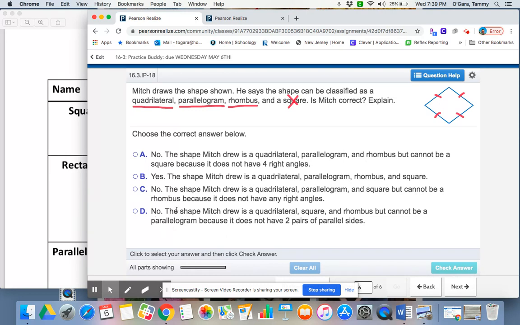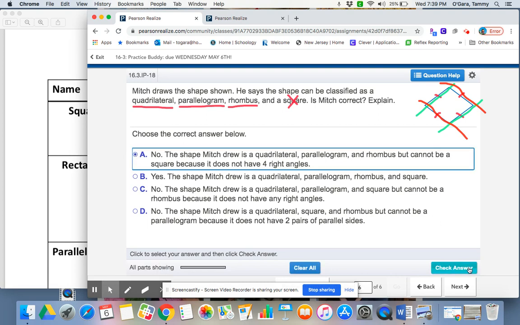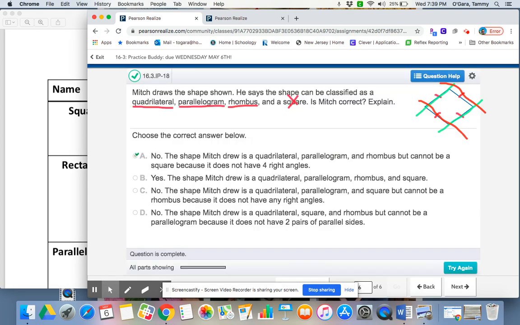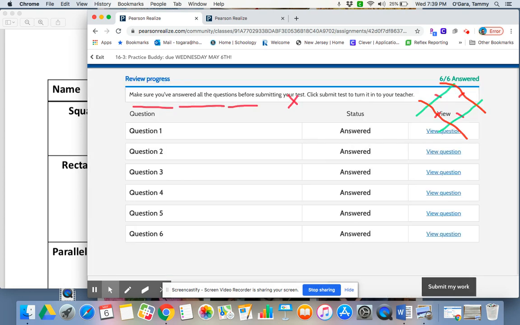And then no, the shape Mitch drew is a quadrilateral, square, and rhombus, but cannot be a parallelogram because it does not have 2 pairs of parallel sides. But we can see from this picture, it does have 2 pairs of parallel sides. This side and this side are parallel, and this side and this side are parallel. So it is not D either. So that means A is our answer. And we are correct.